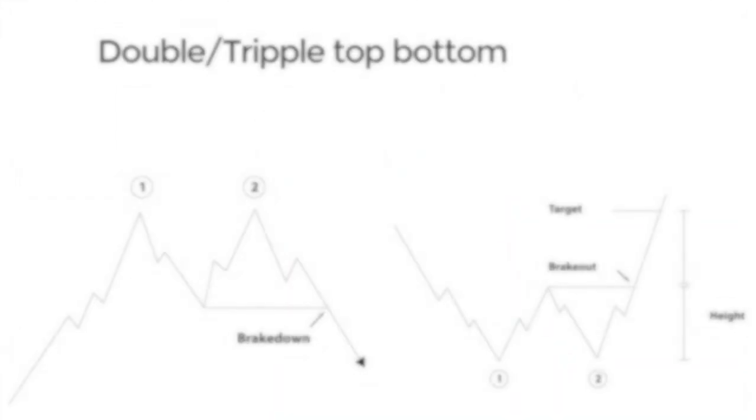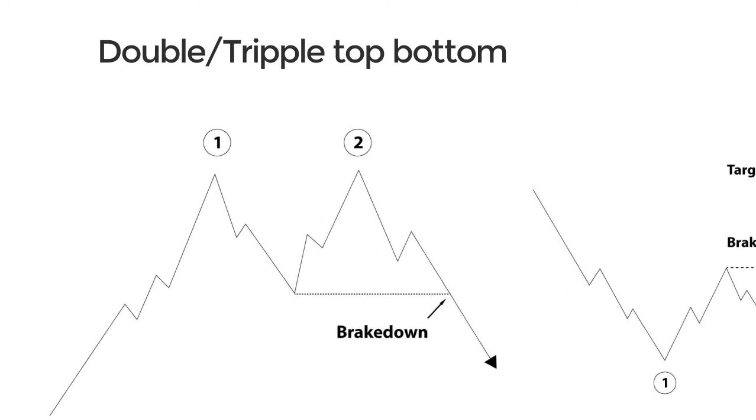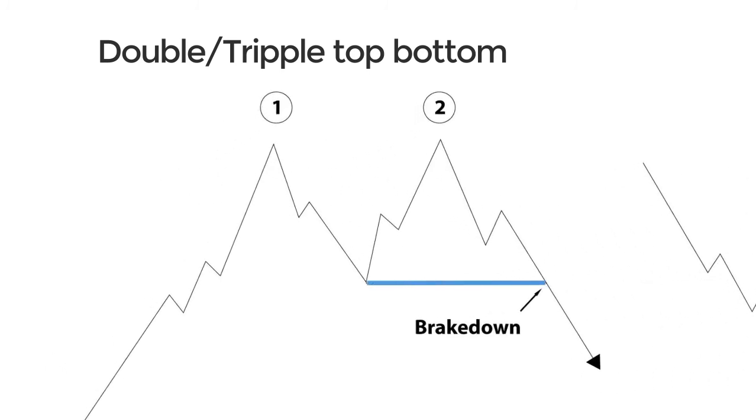The last 2 patterns we will look at are the double top bottom and triple top bottom patterns. They serve as a confirmation of a support line or a resistance line. In the case of 2 consecutive tops, we draw a horizontal line touching the bottom point between the 2 tops, and this line indicates a breakout point.